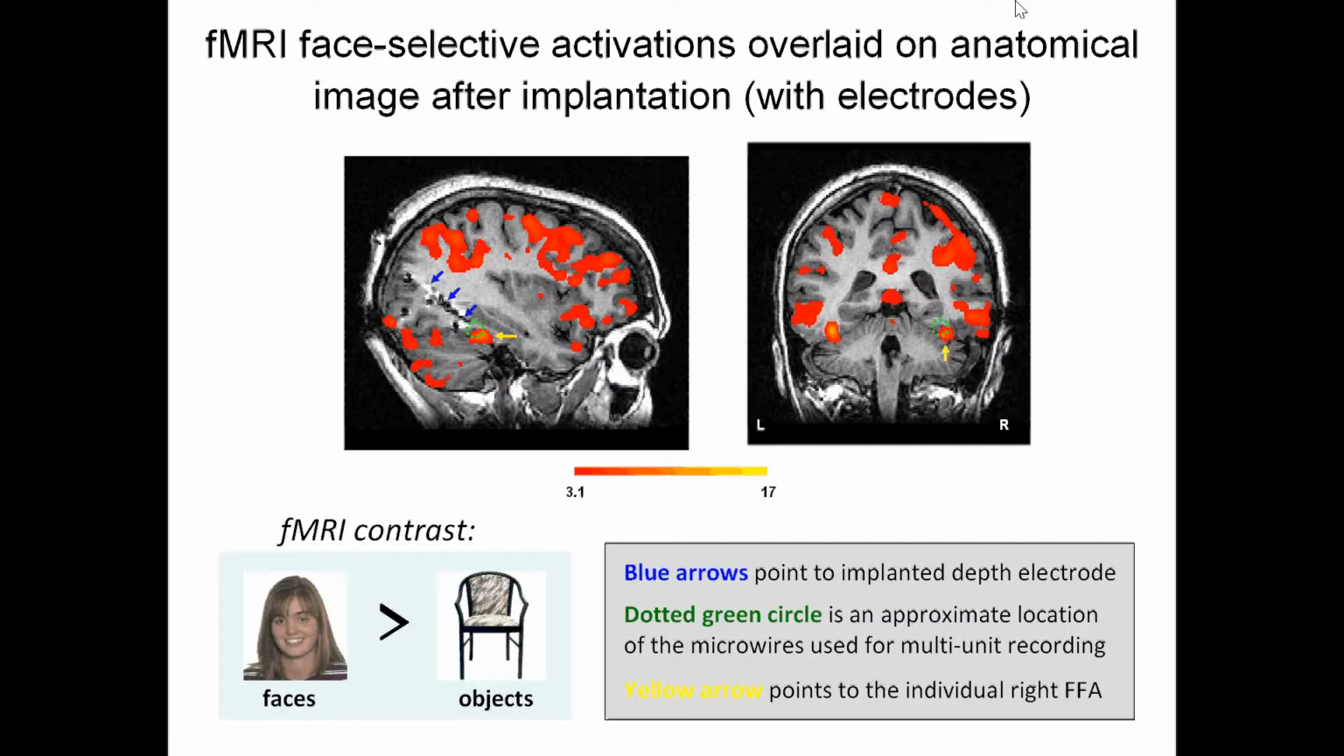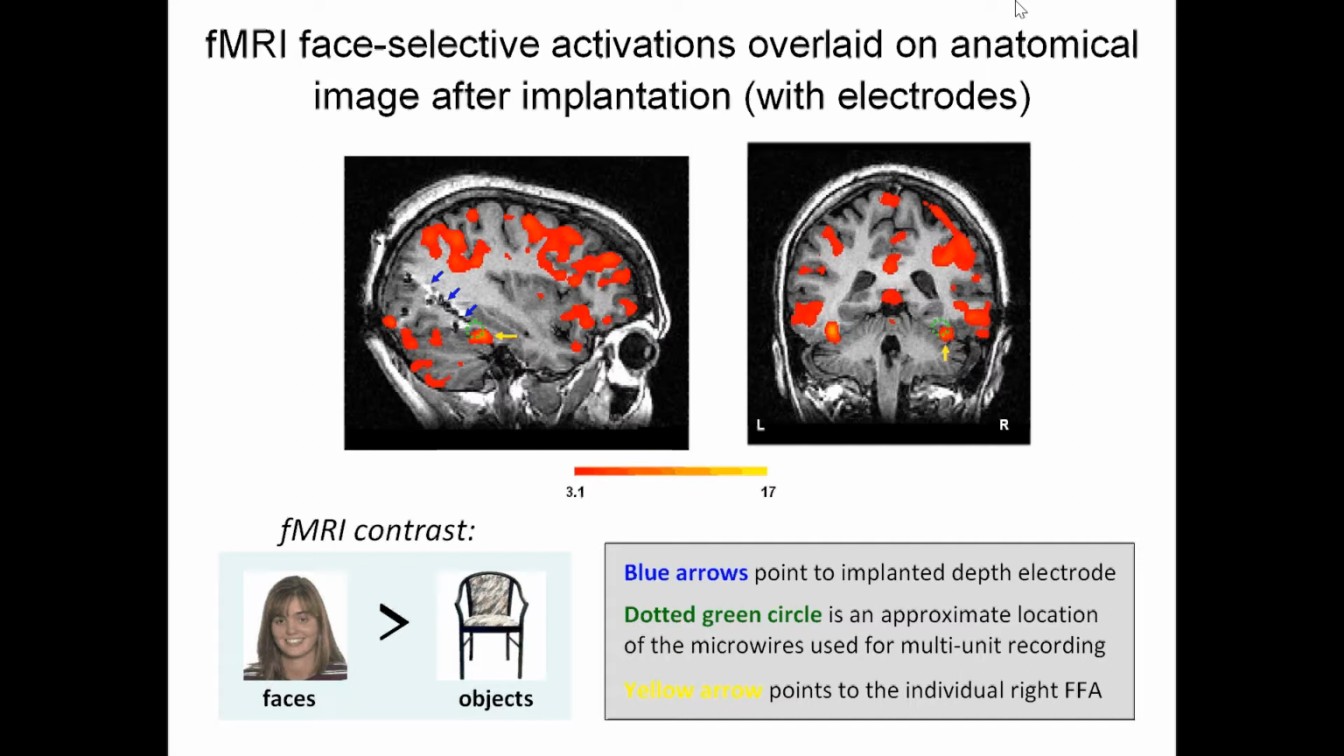So we had one rare patient with an electrode implanted, where the microwires at the tip of the electrode were close to the fusiform face area. Actually, it's not the fusiform area, it was in the posterior fusiform gyrus, and we conducted fMRI scanning after the electrodes were already extracted, several months after that. What I show you here is the activation of this specific patient, and the green circle is the approximate location of the microwires.